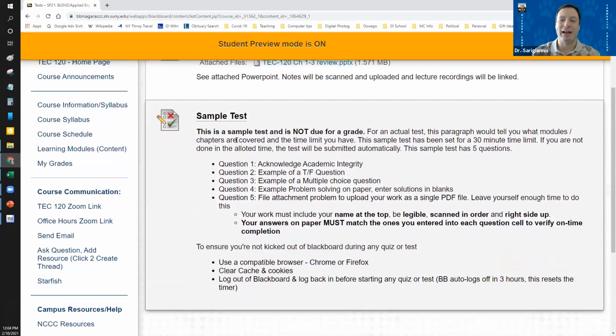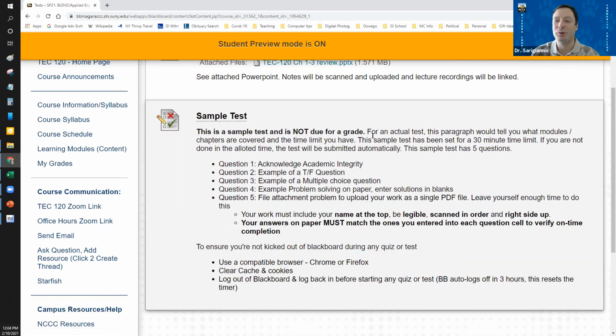The sample test. I'm going to leave this up. It's not due for a grade. I'm going to leave it up for the rest of the semester. But this is just the mechanism of how the test is going to work. Your test is going to look like this too. It's going to come up, but it's going to actually say test number 1.